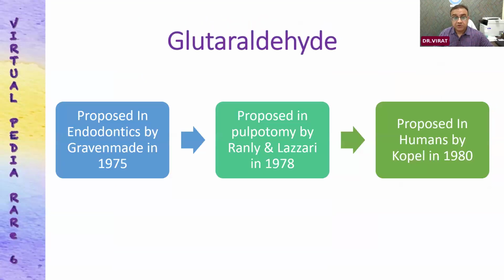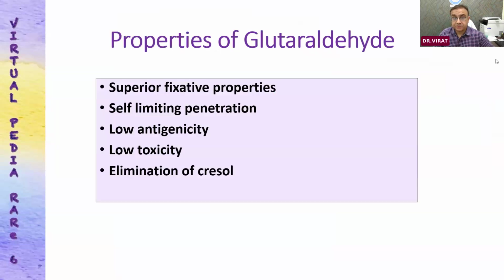Coming to the preservative pulpotomy, glutaraldehyde was proposed in endodontics by Gravenmaid in 1975. Later, it was proposed in pulpotomy by Ranelli and Lazare, and proposed by Koppel in 1980 to be used in humans. The various properties of glutaraldehyde are that it has superior fixative properties, self-limiting penetration, low antigenicity, low toxicity, and there is elimination of cresol from this.